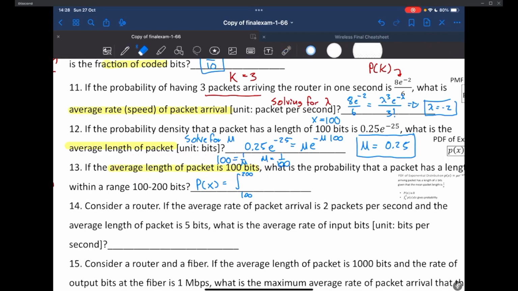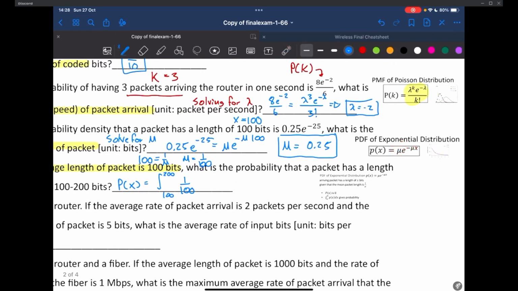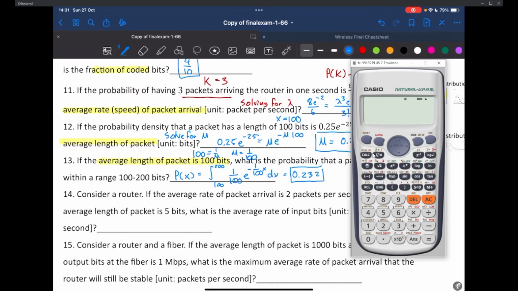And so that would mean it is equal to 1 over 100, which is here, mu times e to the negative 1 over 100 times x times dx. Plug that into the calculator, we will get 0.232. To find the integration, you have to press integration here, and then you plug in the formula.